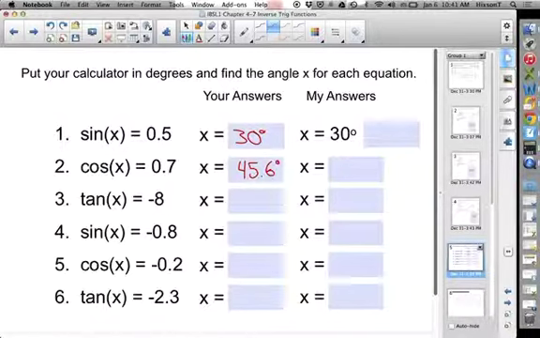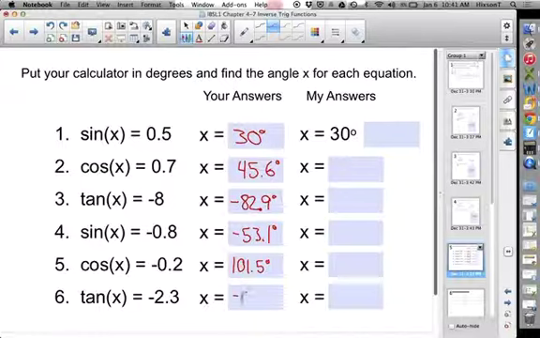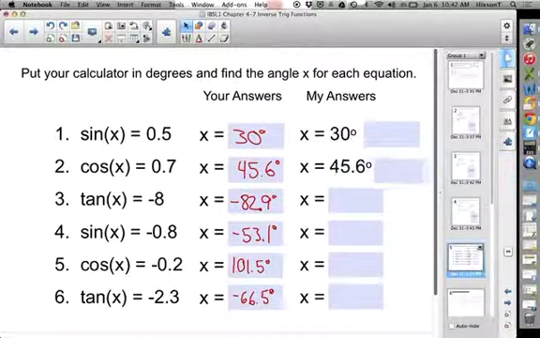What if the tangent is negative 8? Negative 82.9. Okay, negative 82.9. How about if the sine is negative 0.8? Minus 53.1. What if cosine is negative 0.2? 101.5. And how about if tangent is negative 2.3? Minus 66.5. Now I did this earlier, so let's take a look at my answers.